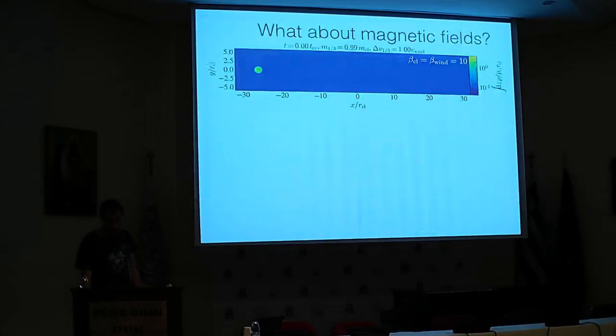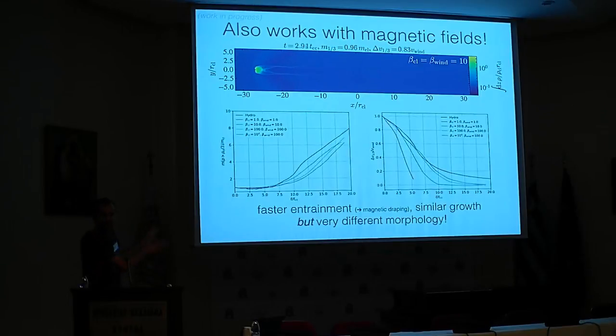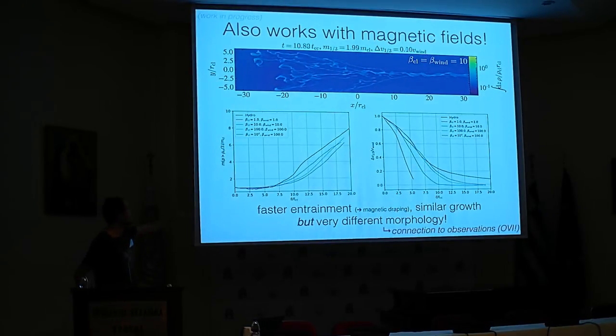Now, you also might ask, what about magnetic fields? Because magnetic fields, as you all know, prevent mixing. So maybe this effect then doesn't work. Well, okay, I don't have time. I can't show you the movie, but it still works. You have mass growth here in the left panel, and in the right panel you actually get entrainment. It is quite similar to the hydro case from these plots. But what is different is the morphology, and that's quite important if you're interested, for example, in OVI or something we already heard about.